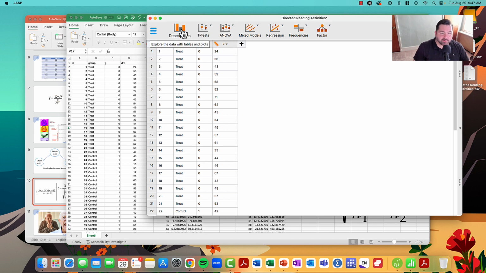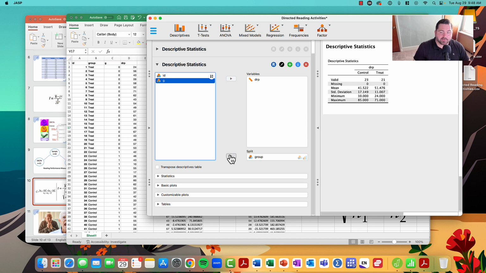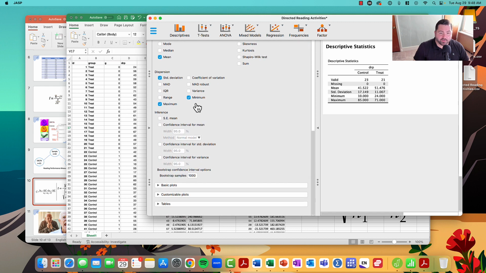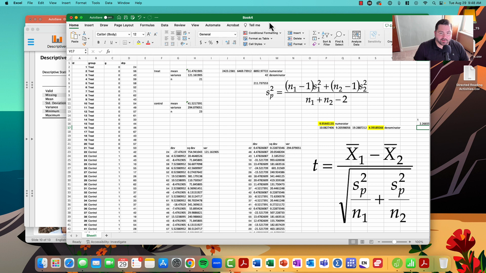We're first going to start by verifying our means and our variances. To do that, we're going to go to descriptives. We're going to take our dependent variable, which is the DRP reading measurement, move it over to the variables box, and split it by group. When we split it by group, we can see the means and the standard deviations of each group, which is easier to verify for purposes of this assessment. We can also select variance, since that's something that we calculated in this case, and put these side by side with our Excel file.